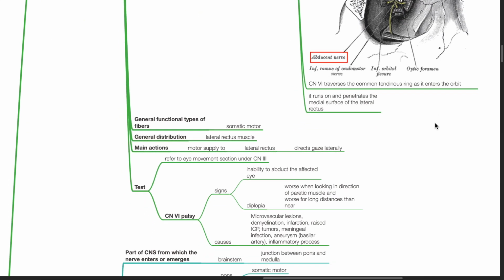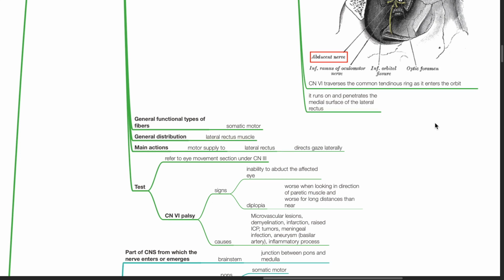Its fibers consist of somatic motor fibers. It supplies motor supply to the lateral rectus and directs gaze laterally. To test cranial nerve 6, refer to the eye movement section under cranial nerve 3.